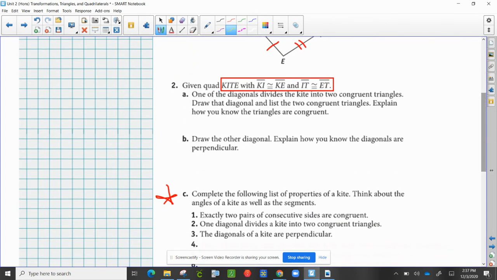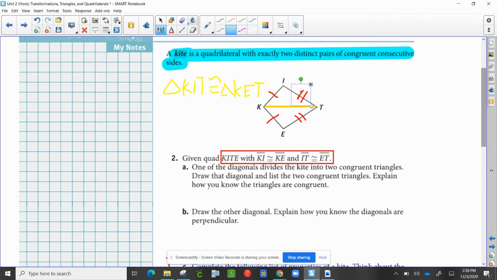The third property of a kite is the diagonals of a kite are perpendicular. So I already drew one diagonal in, but let's draw in the other diagonal.